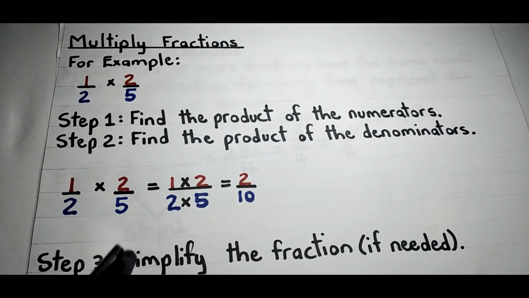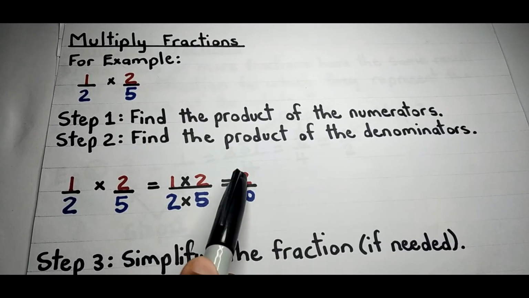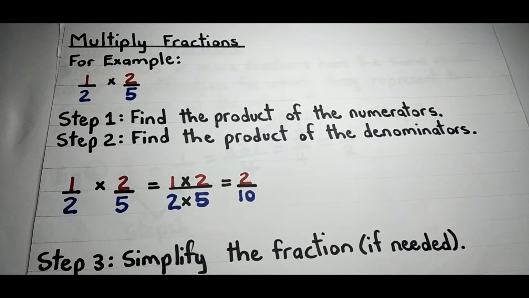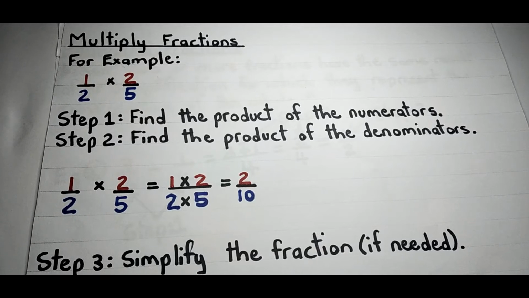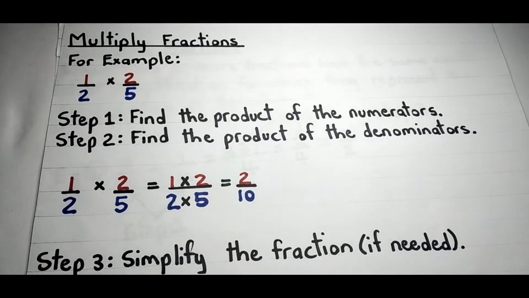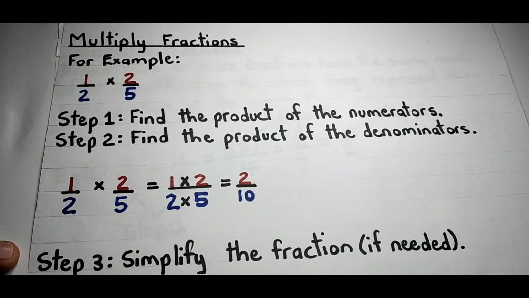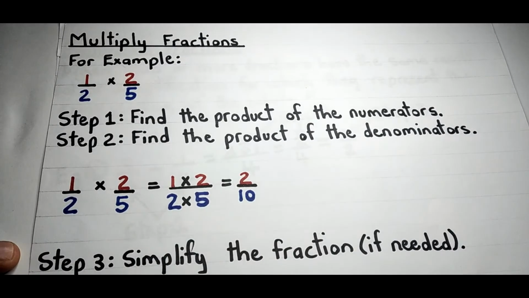All right, so we can also simplify the fraction if necessary. Here we have the answer, which is 2 over 10, and we can reduce that by dividing both the numerator and denominator by its highest common factor. The highest common factor for 2 and 10 is 2. So 2 goes into itself 1 time, and 2 goes into 10, 5 times.